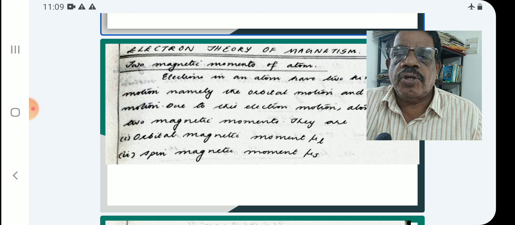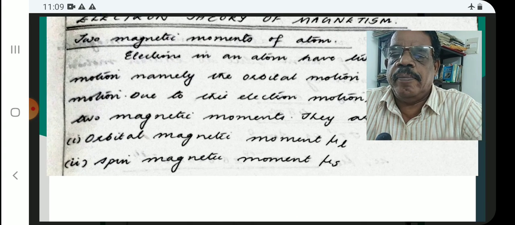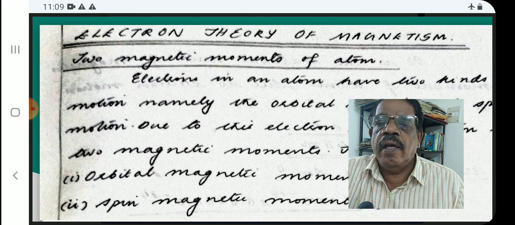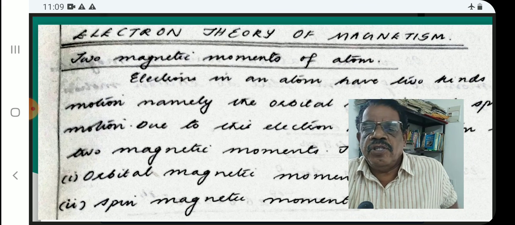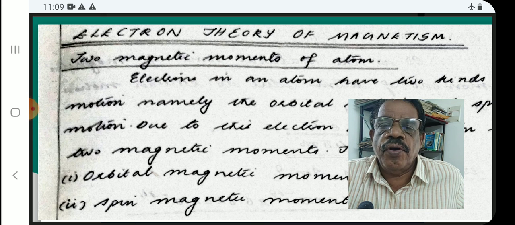Now comes electron theory of magnetism. Electron theory of magnetism, and here we see two magnetic moments. Electron theory of magnetism, a short answer question, important. Two magnetic moments of atom.